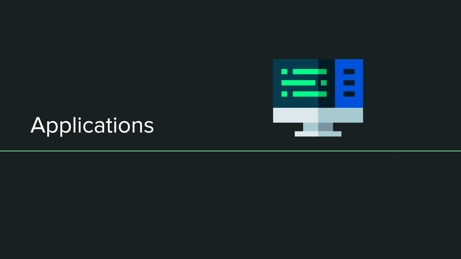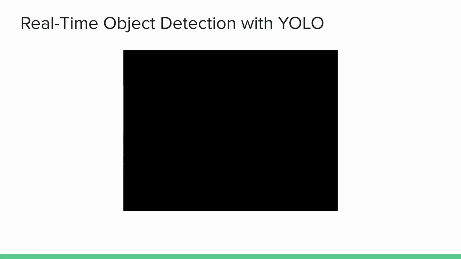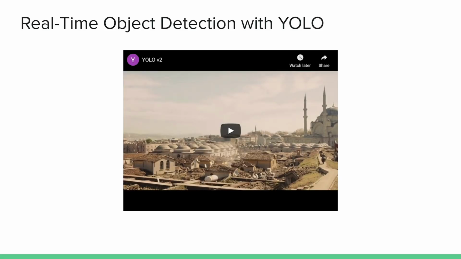So let's take a look at some of the really cool applications of what you can do with deep learning for visual computing. The first thing would be object detection. So we want to find objects, and let's start with this small demo here.